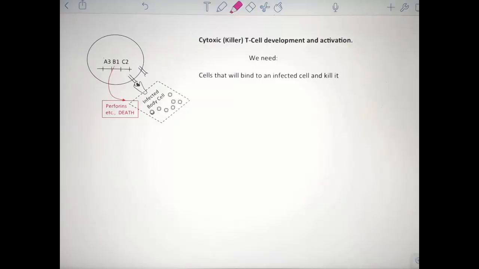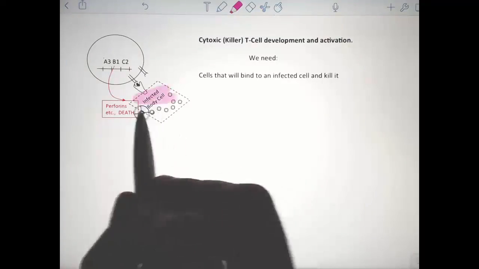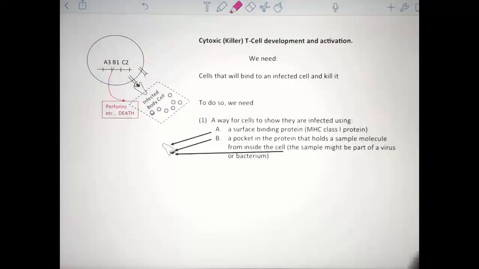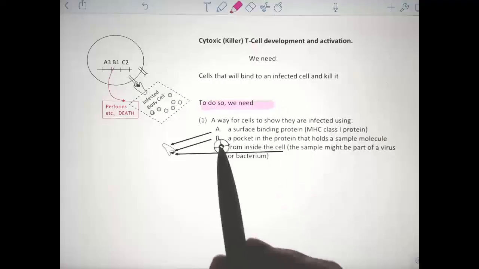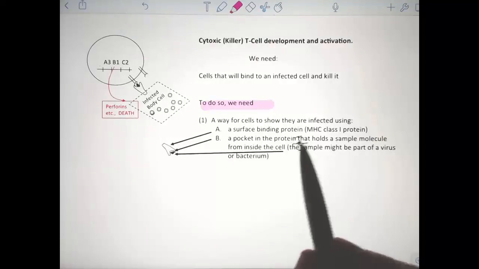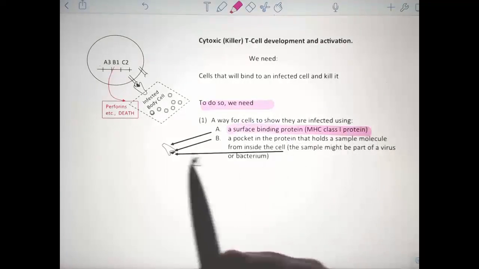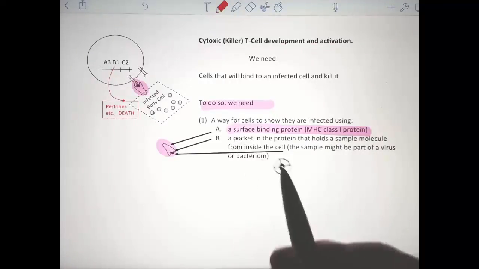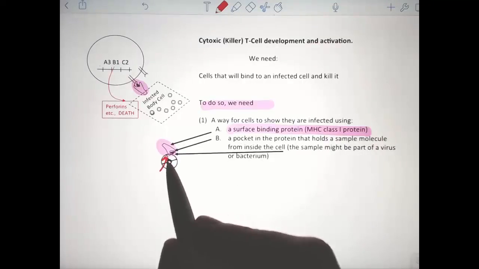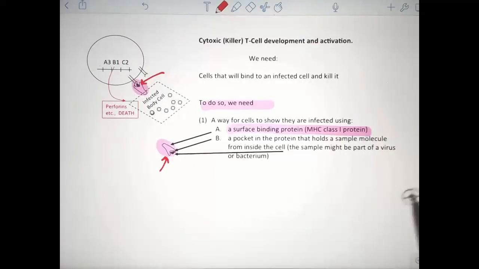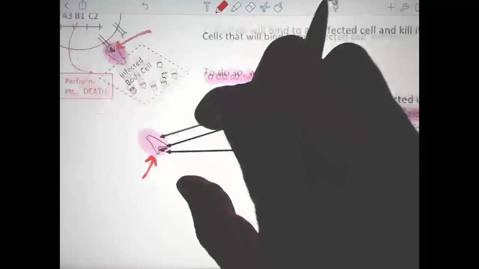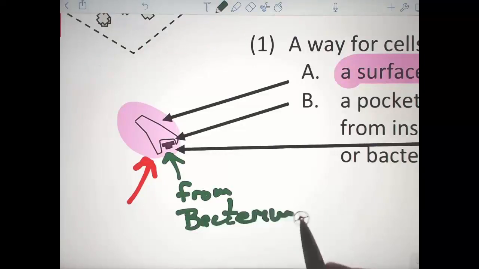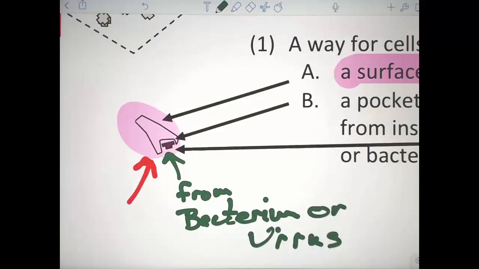What we need are cells that will bind to an infected cell and kill it. So here's an infected cell, here's a cell that will bind to it and kill it. Here's the binding. To do that, we need a way for cells to show that they are infected, and they use a surface binding protein, MHC class 1. They need a pocket inside the protein that holds a sample molecule, and there's the pocket. And they need a sample molecule that's from the bacterium or virus inside the cell.